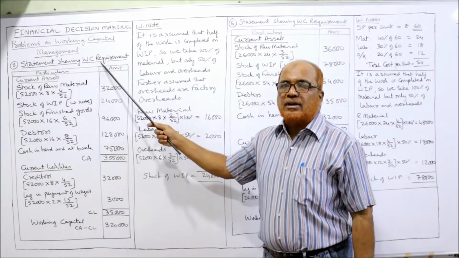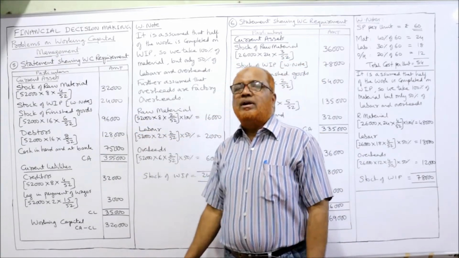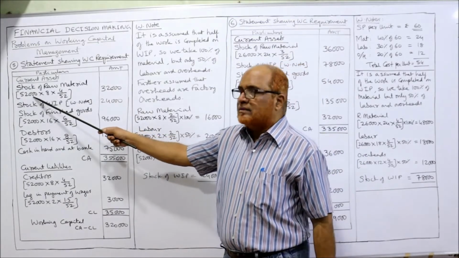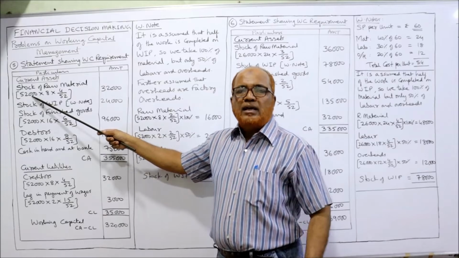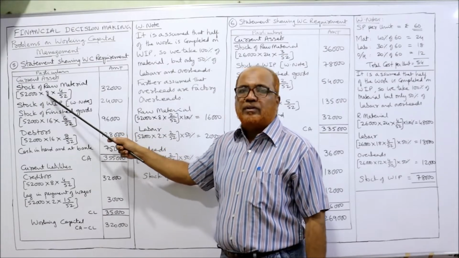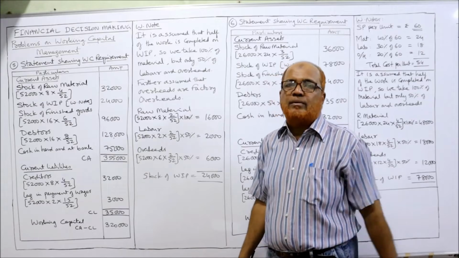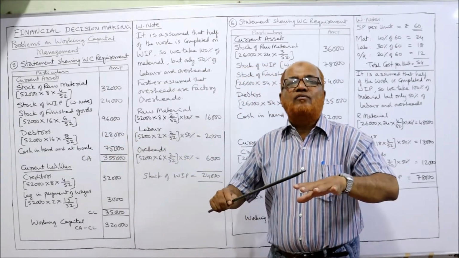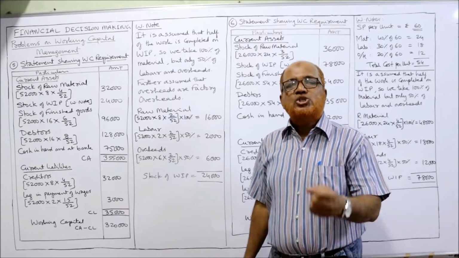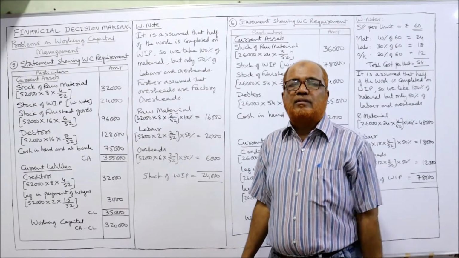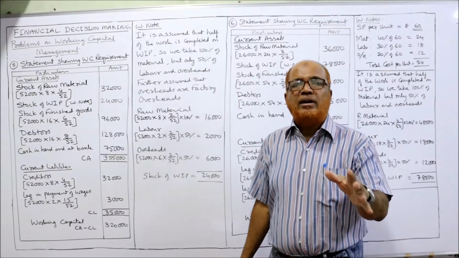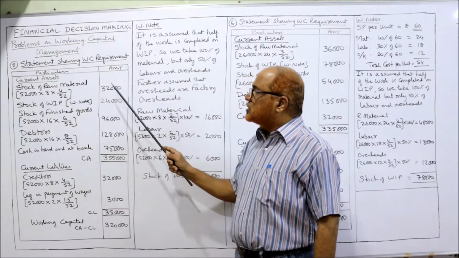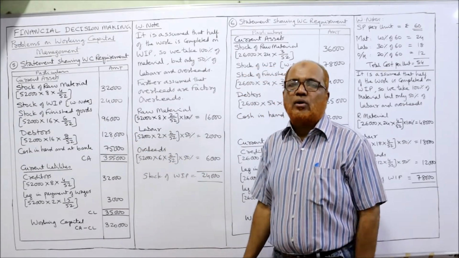Now, statement showing working capital requirement. First of all, stock of raw material. How many units we are going to produce? Output 52,000 units. That is given in the problem. And each unit raw material is 8 rupees. Per unit raw material 8 rupees given. So if you multiply 52,000 into 8, you will get the raw material for 1 year. But the stock of raw material is only 4 weeks. So we need the raw material for 4 weeks. So 4 by 52. So 32,000 rupees is the stock of raw material.